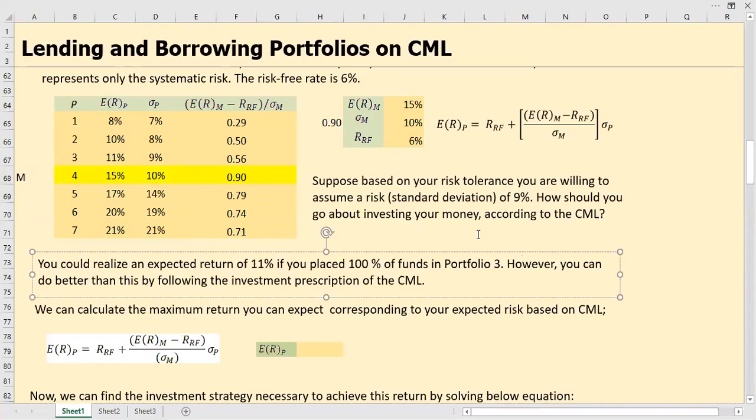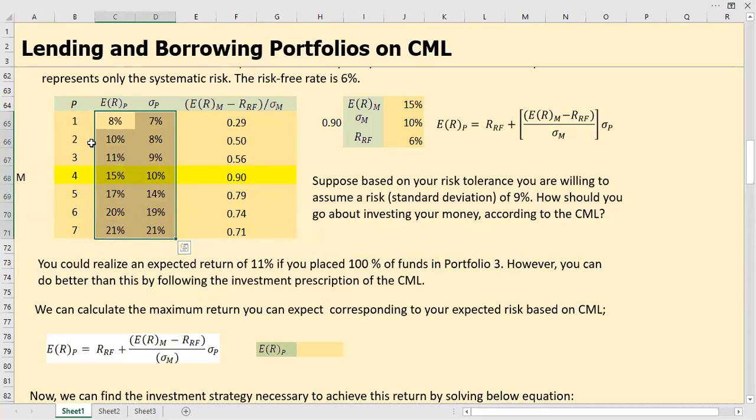Any idea? So there are only 7 portfolios. Any guesses out of these 7? Third one. Third one, right? So why third one? Because it gives us a 9% standard deviation. So we are happy to go for the third one, right?